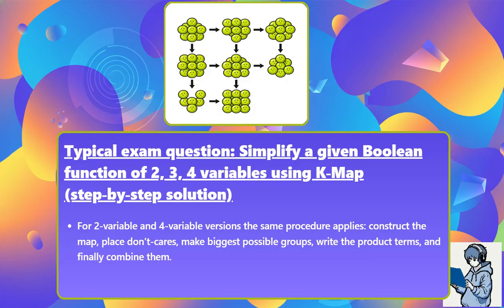For 2-variable and 4-variable versions, the same procedure applies. Construct the map, place don't cares, make biggest possible groups, write the product terms, and finally combine them.